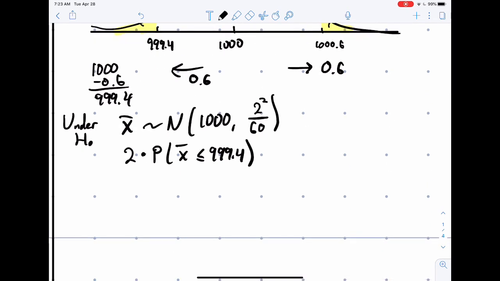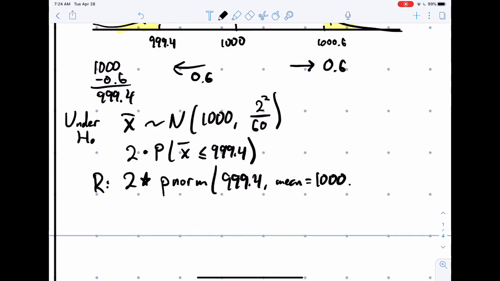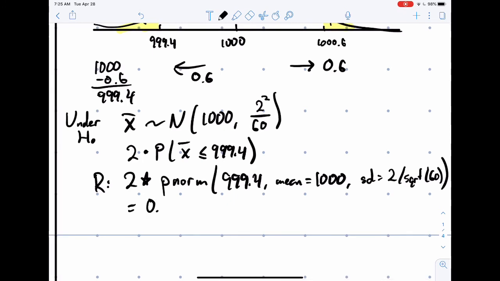So in R we can write this computation as 2 times pnorm(999.4, mean equal to 1,000, standard deviation equal to 2 over square root of 60, because R wants the standard deviation, not the variance. And this is equal to 0.0201, and this is the p-value.